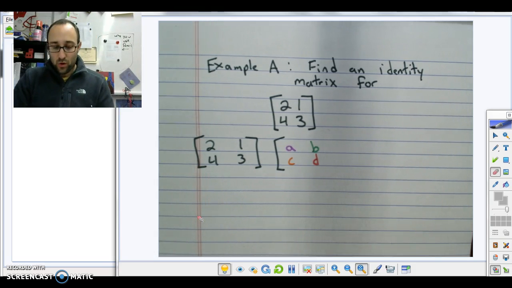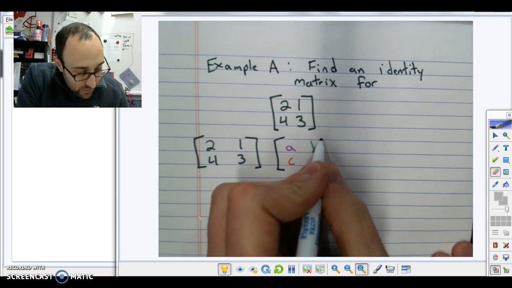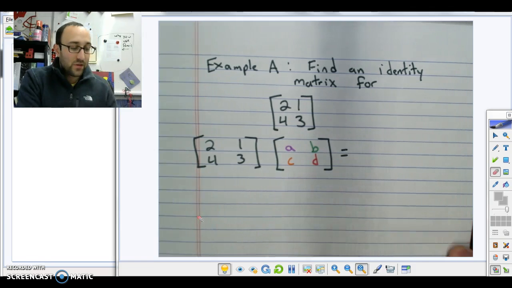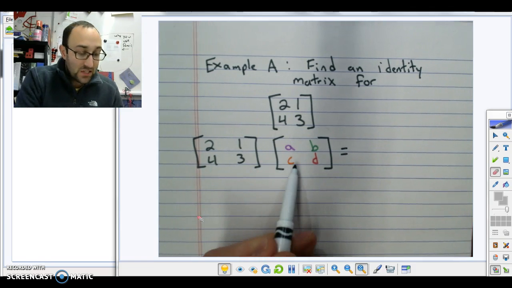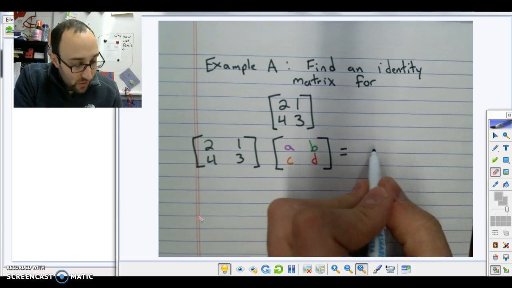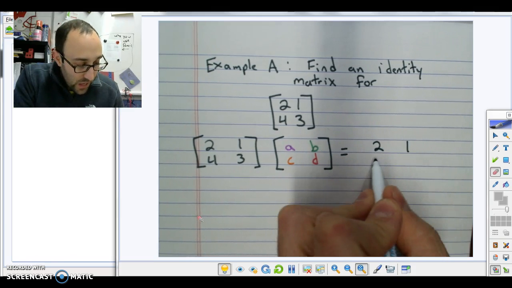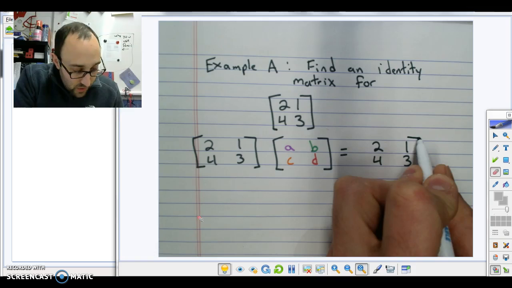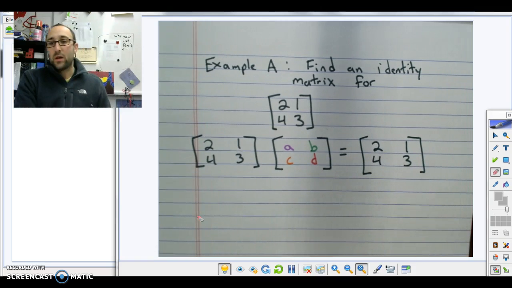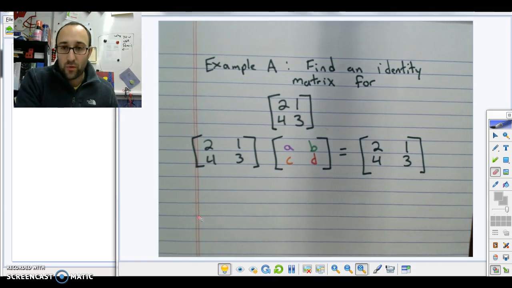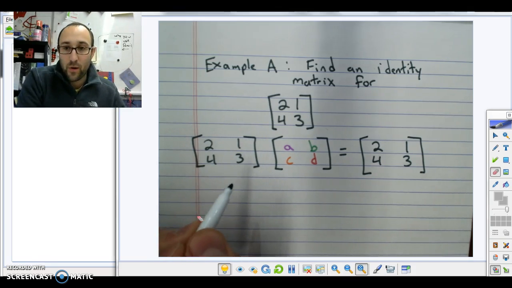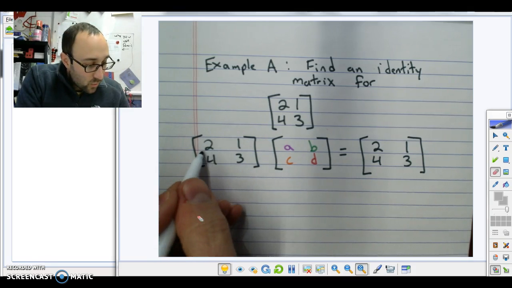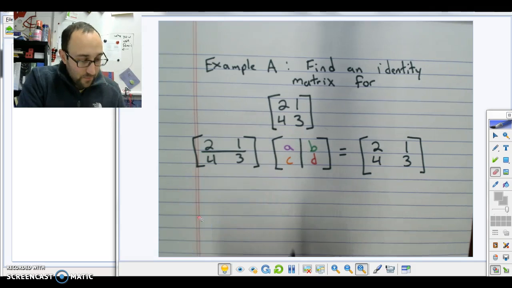Okay, and what should happen when we multiply those together is, if I'm taking some number, multiplying it by an identity matrix, I should end up with the original matrix that I had, 2, 1, 4, 3. So what should happen here when we go through this is, if you remember from last section, it was row times column, right?